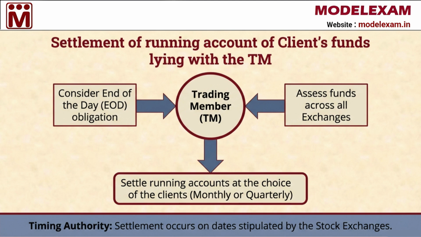At the end of the settlement day, the trading member looks at your end of the day obligations. They carefully assess all the funds you have across every single stock exchange. After making sure all your ongoing trade requirements are covered, they settle your running account by returning the unused money. As we discussed, they do this based on your chosen preference of either monthly or quarterly, and they do not just pick any random day to do this, because the exact dates for this settlement are strictly stipulated and controlled by the stock exchanges themselves.